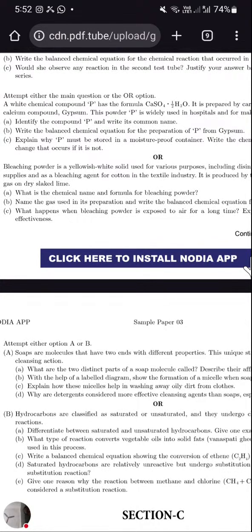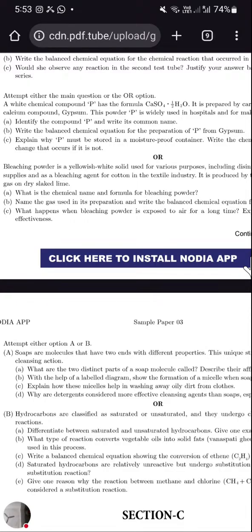The third answer was: explain why P must be stored in a moisture proof container. So here P is plaster of Paris. If it gets combined with 1.5 molecule of water, it will set back as solid gypsum. So it must be stored in moisture proof container. Then you have to write the reverse reaction. What is the reverse reaction for that? Plaster of Paris, CaSO4 dot half H2O plus 1.5 molecule of water, and it will form CaSO4 2H2O. Okay, next question.